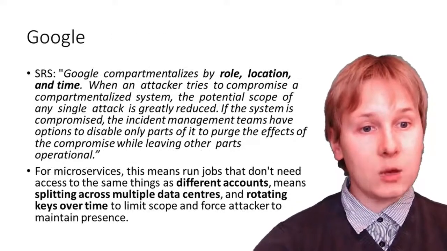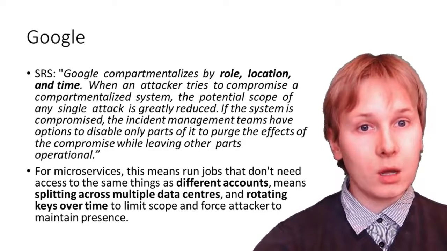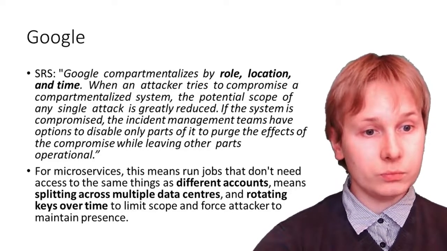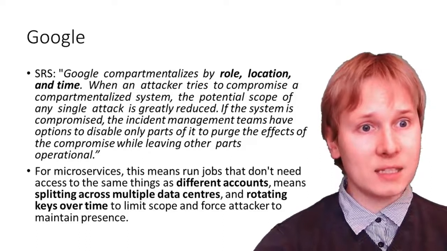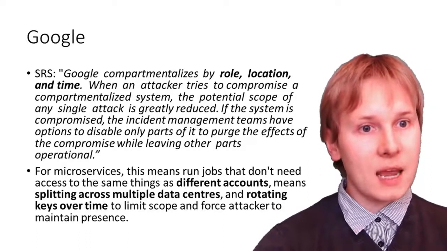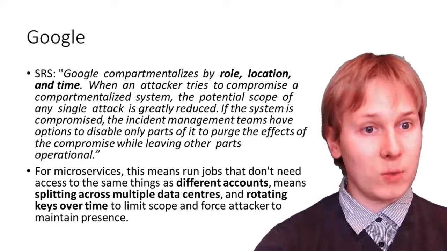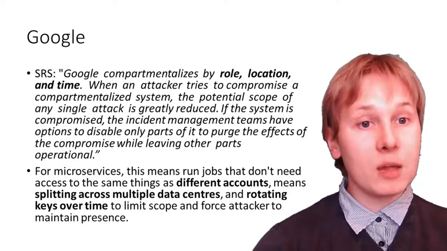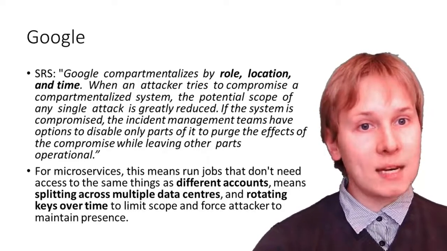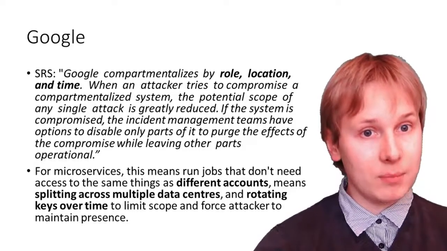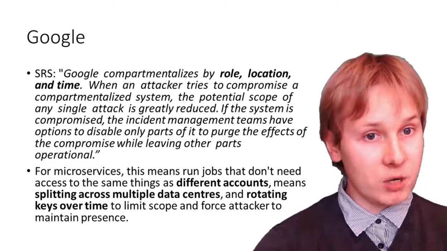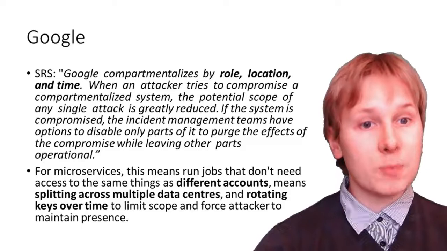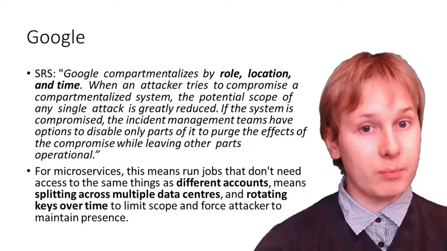And here we have a quote from the Google book, which is that the way Google compartmentalizes the services, the microservices it provides, it runs everything in its own isolated little package where it can to reduce the vector of attack and to reduce cross-service attacks, by role, location, and time. When an attacker tries to compromise a compartmentalized system, the potential scope of any single attack is greatly reduced. If the system is compromised, the incident management teams have options to disable only parts of it, to purge the effects of the compromise while leaving other parts operational.